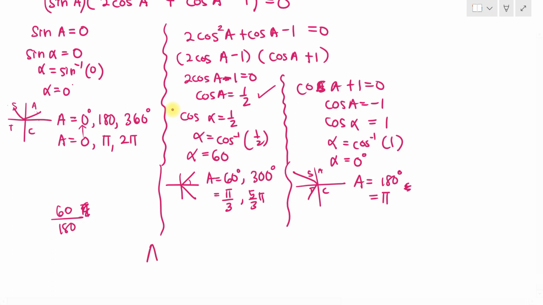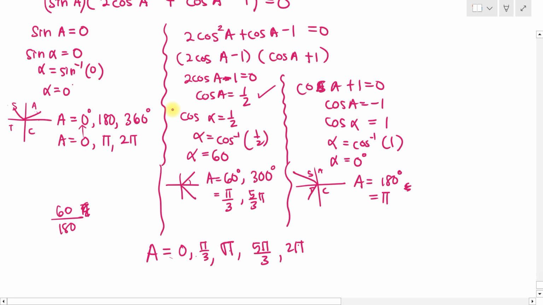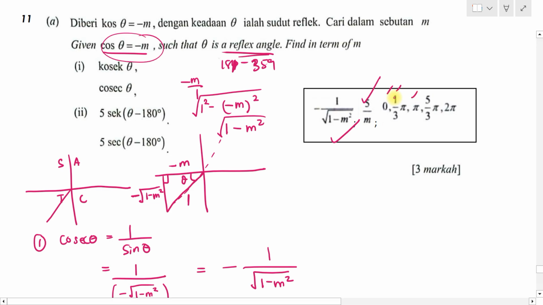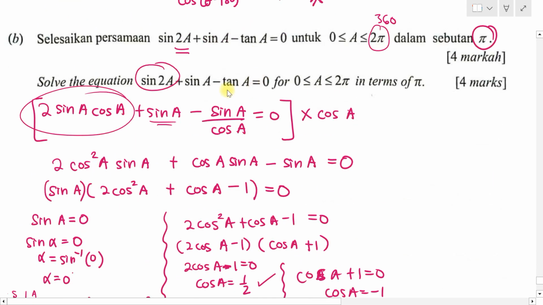So the total answers for A are 0, pi over 3. I put them in arrangement. And then 5 pi over 3. Sorry, before that you need the pi. So 0, pi over 3, pi, 5 pi over 3, and 2 pi. 1, 2, 3, 4, 5. Where are the answers? 1, 2, 3, 4, 5. Okay, we get all the answers.